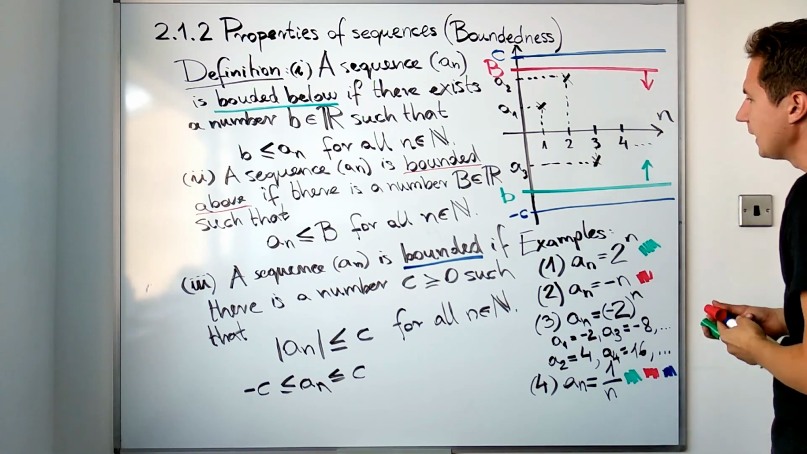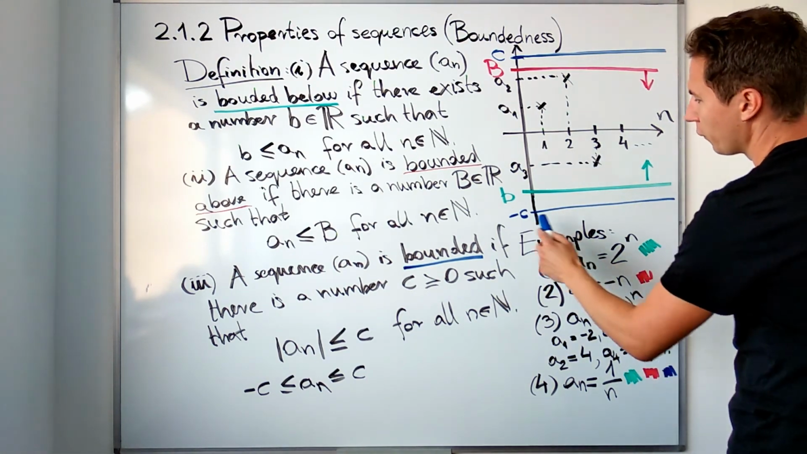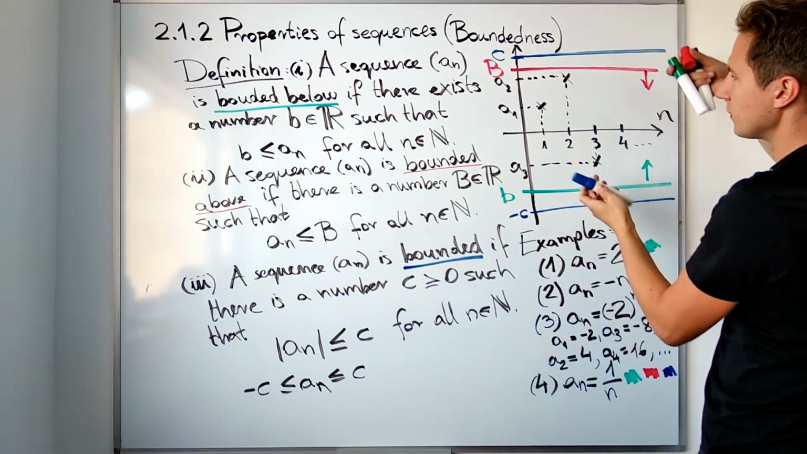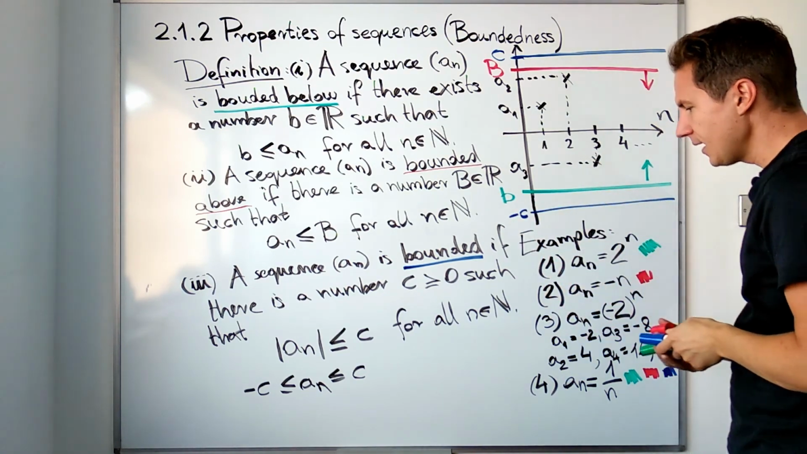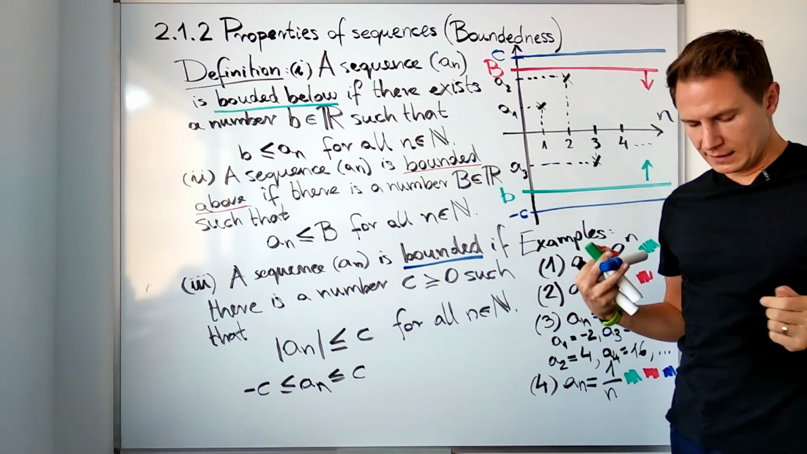For example, a strip from -1 to 1 would contain all terms in the sequence. Okay, I hope you got these right, and I'll see you in the next one.